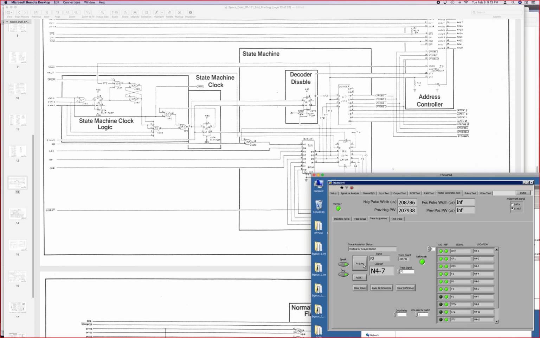N4, pin 9. N4, pin 10. N4, pin 11. N4, pin 12. N4, pin 15. Test complete. Okay.